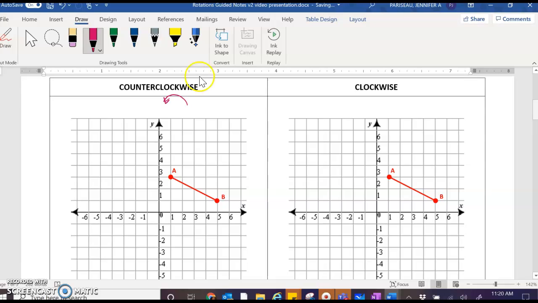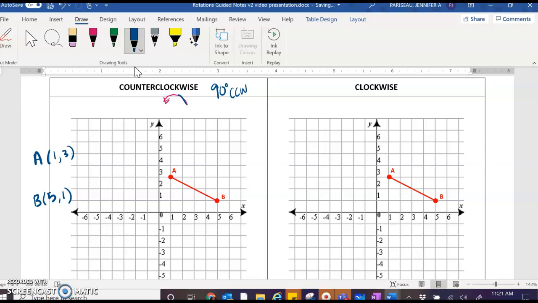So I actually prefer to use the rule. I would go ahead and write A, and the coordinate is, it's a little funky, this is 1, 2, and this is 3. So this is (1, 3), and then B is (5, 1). And let's say I wanted to do a 90 degrees counterclockwise rotation.